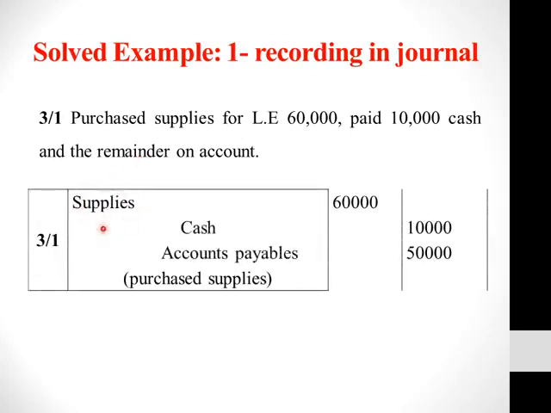Supplies in the debit side, as it is an asset and by purchasing supplies we increased the assets. Cash in the credit side, as it decreased. Accounts payable, which is a liability, will appear in the credit side by 50.